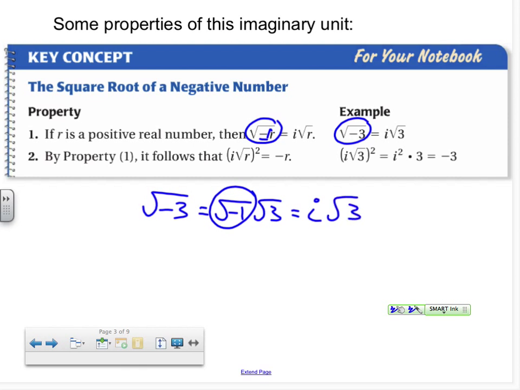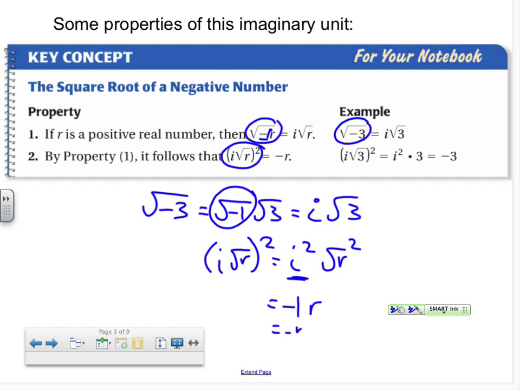And we can square the whole thing. i times the square root of r, all squared, is negative r, because we'll square everything in parentheses: i squared, square root of r squared. i squared we already said is negative 1, times r, which is negative r.